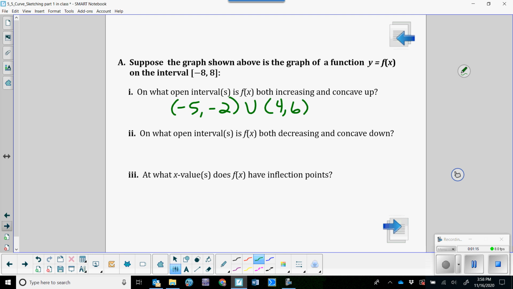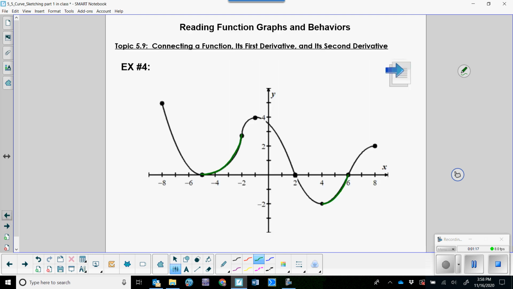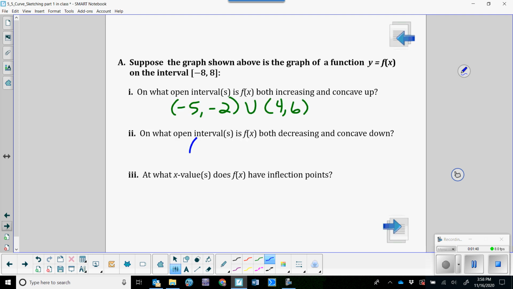Again, on what intervals is f of x both decreasing and concave down? Decreasing and concave down would only be from -1 to 2. That's the only place that I'm decreasing and concave down, because there are other places where it's decreasing, but they're concave up in those places. So this would be from -1 to 2.